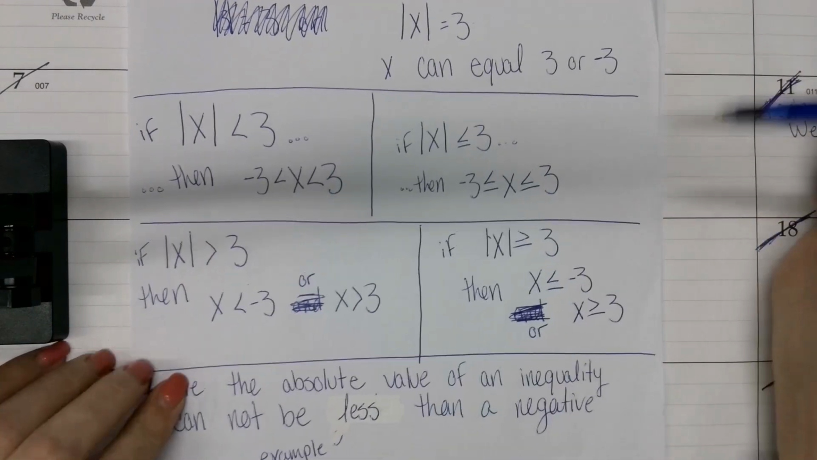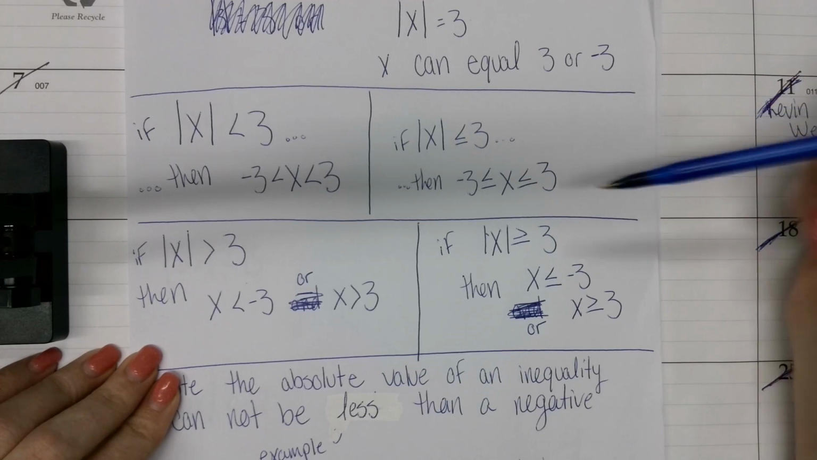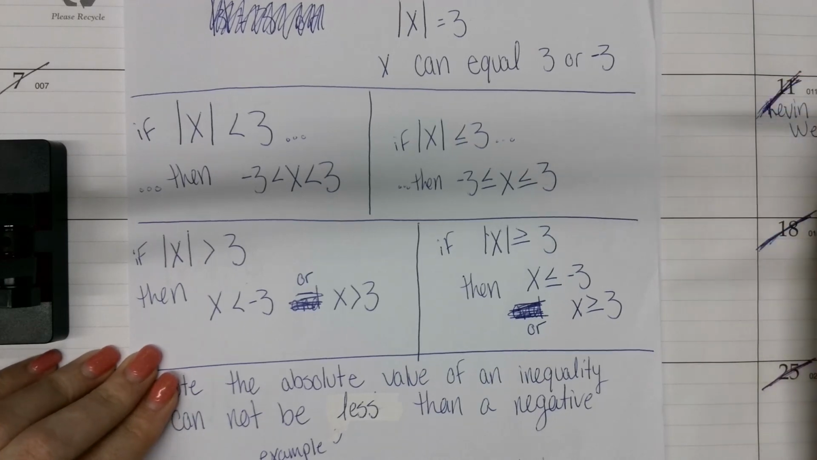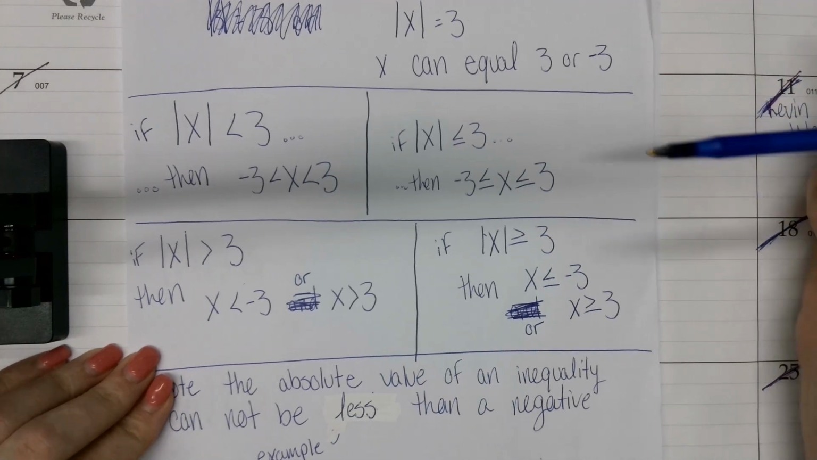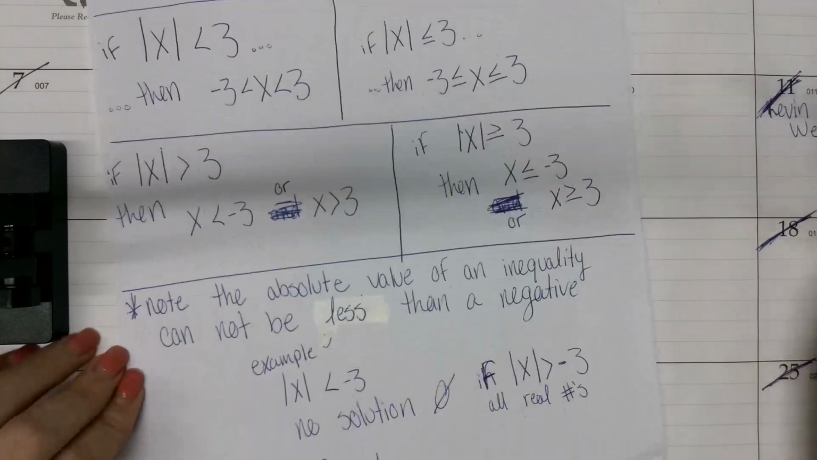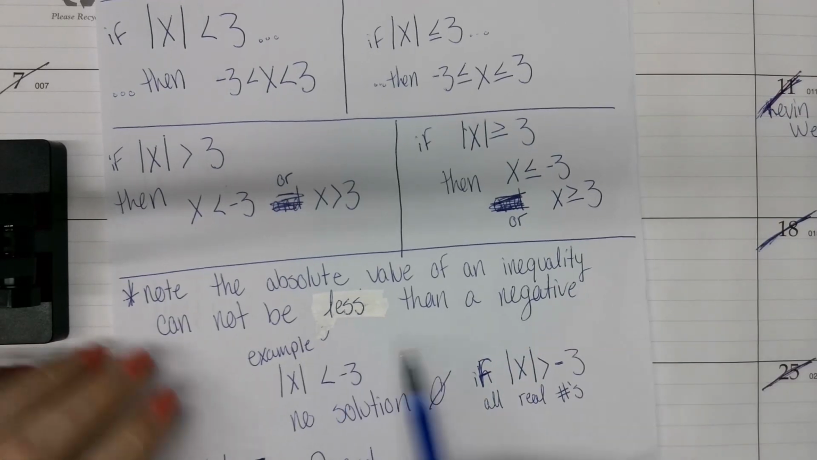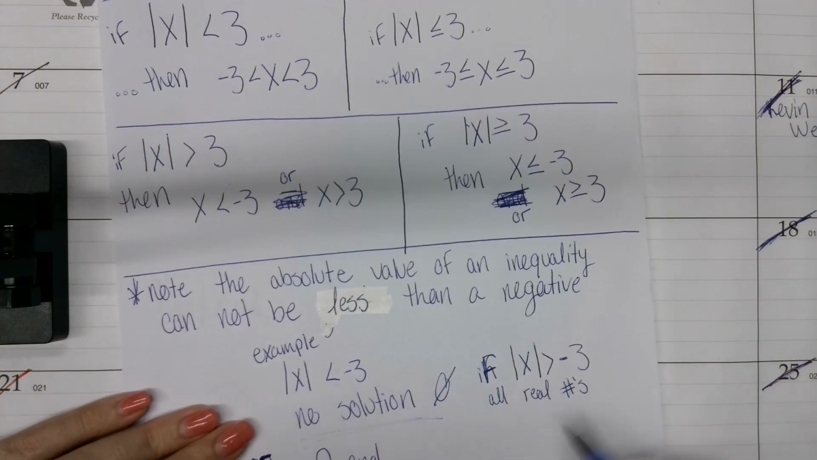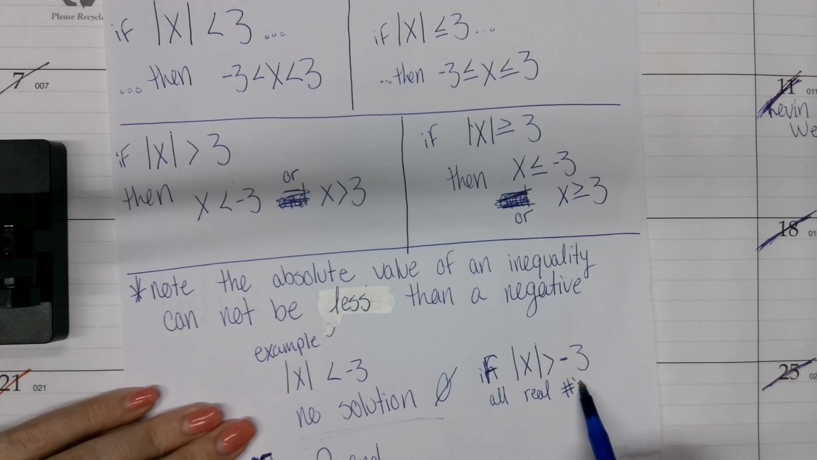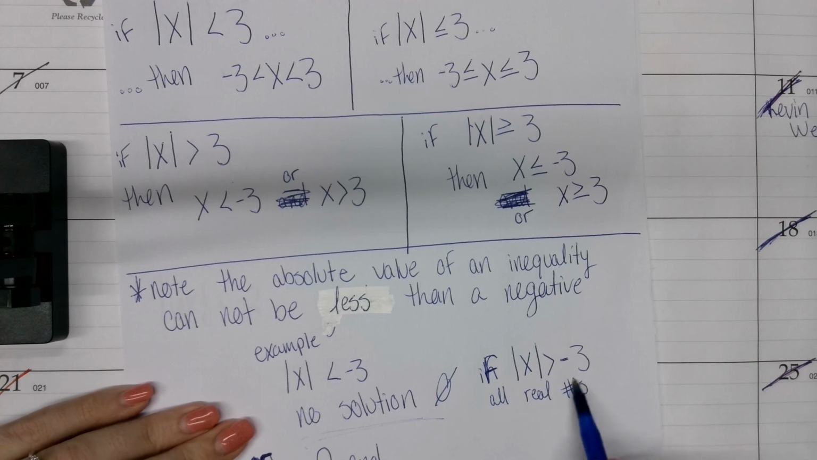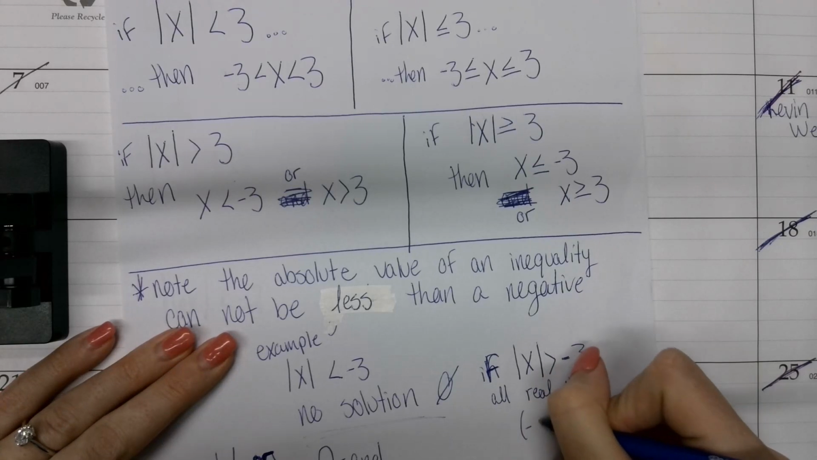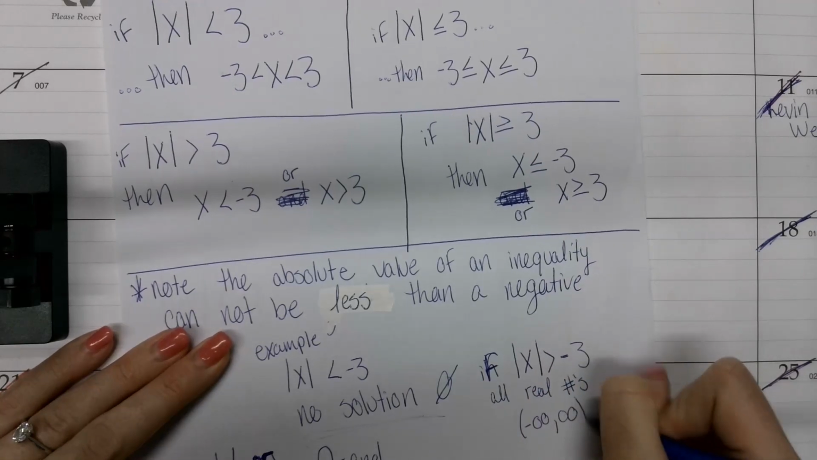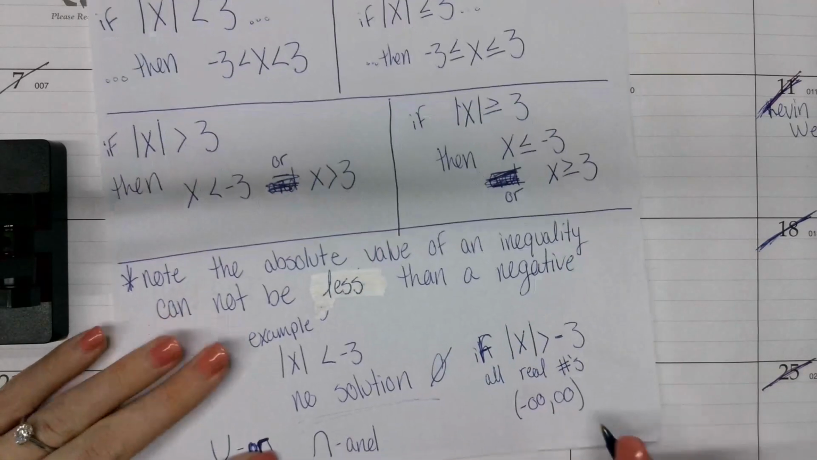Also, you know, an absolute value of something has to be a positive number. So if we have the absolute value of something is less than a negative, it can't be less than a negative because all absolute values are positive. So if we have one that is less than a negative, there's no solution. If we have one that's greater than a negative, every absolute value ever is greater than a negative because every absolute value is positive. So if it's greater than a negative, it's going to be all real numbers, negative infinity to positive infinity, where this one's no solution.